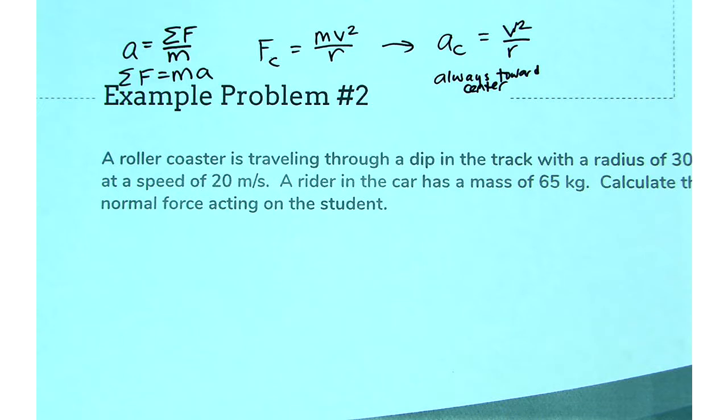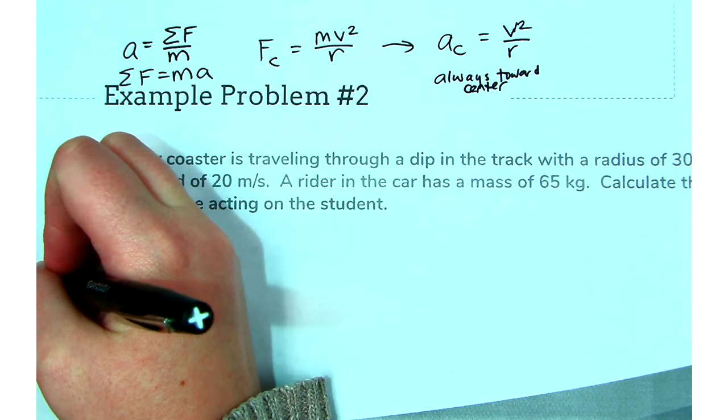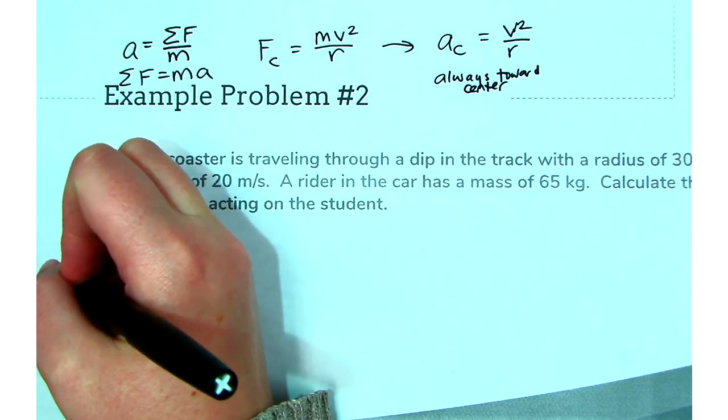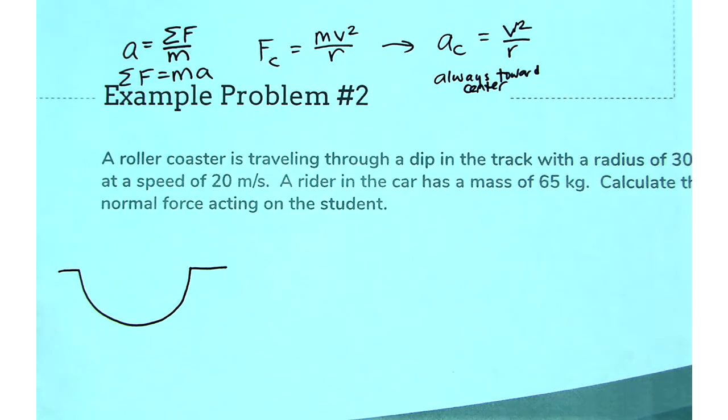Calculate the normal force acting on the student. So when you're approaching these problems, always draw a diagram first. This one has a dip in the roller coaster. It's going to look different for something going over a hill on a roller coaster. So here we go. We're going through a dip in a roller coaster like this. And this would actually be different for every single point on here. Let's do it at the bottom of the track because it's easiest to figure that out.